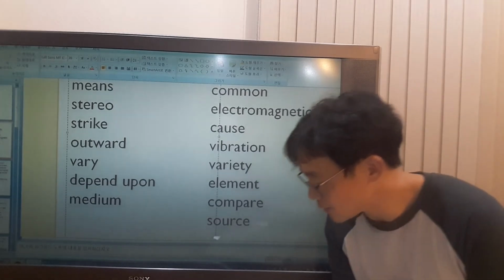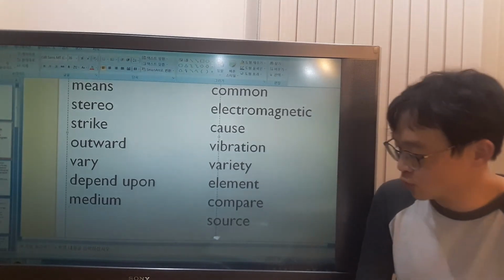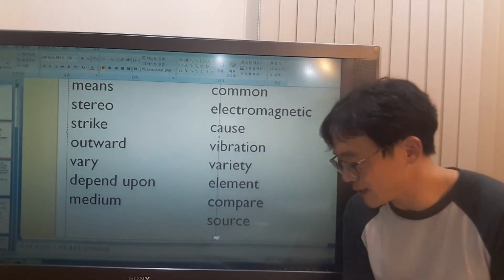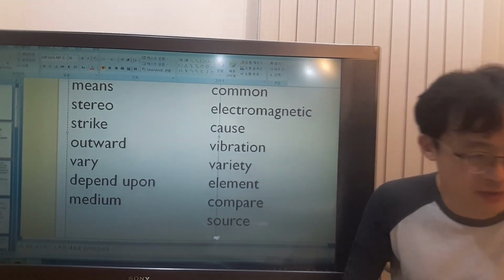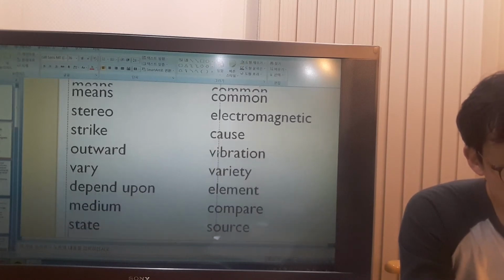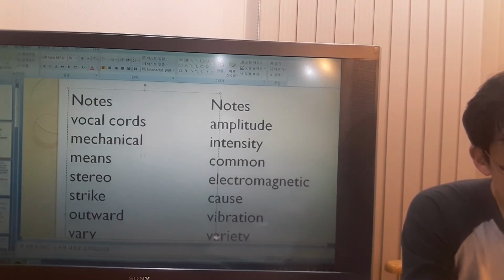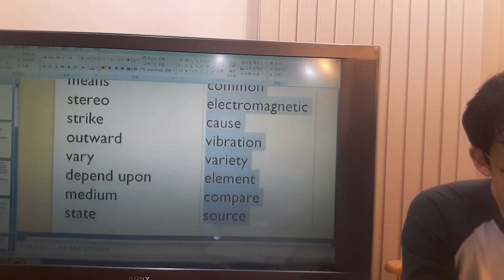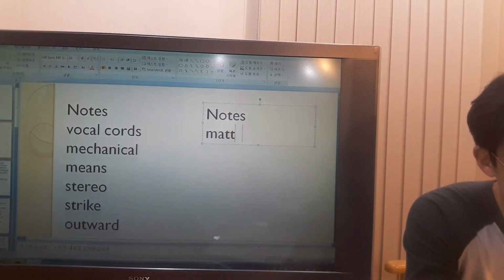Sound waves can move through all four states of matter. All four states of matter. What's a state? State is a condition of matter. What is a matter? Matter is a physical thing. Okay?